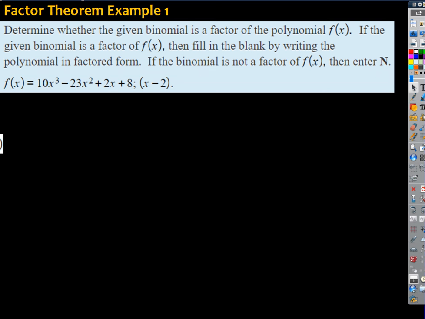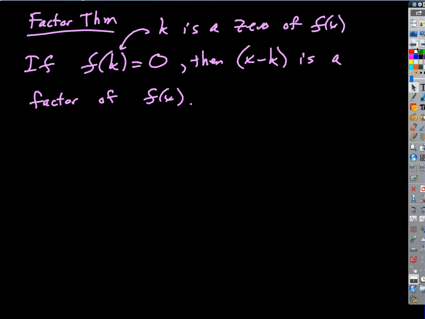We have to go back to the other page. Okay, I'll go back. I forgot to record for posterity. There's the first page, factor theorem, right? All it's saying is if f of k is 0, then that means that x minus k is a factor. That's no big deal.